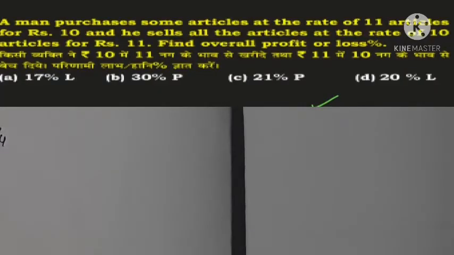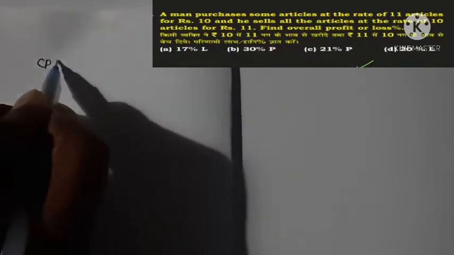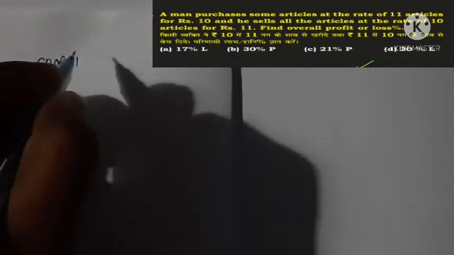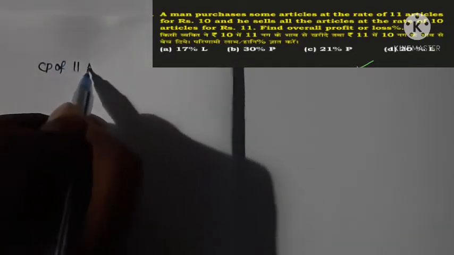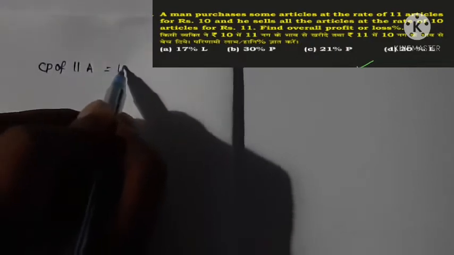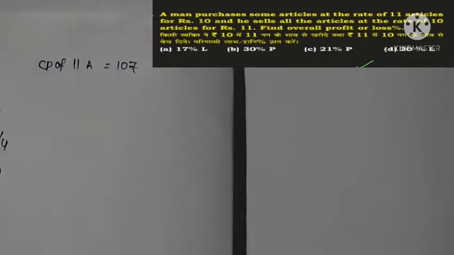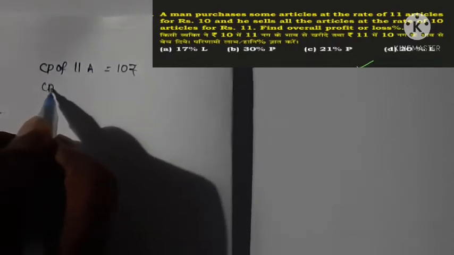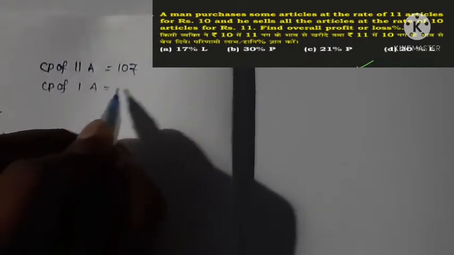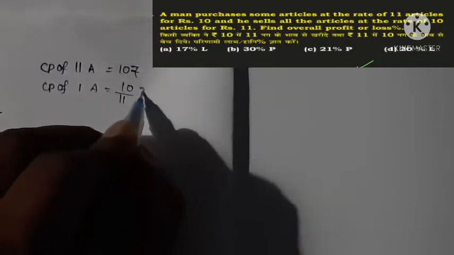A man purchases some articles at the rate of 11 articles for rupees 10 and he sells all the articles at the rate of 10 articles for rupees 11. Find the overall profit or loss percentage. So the cost price of 11 articles is equal to 10 rupees. The cost price of one article is equal to 10 by 11 rupees.